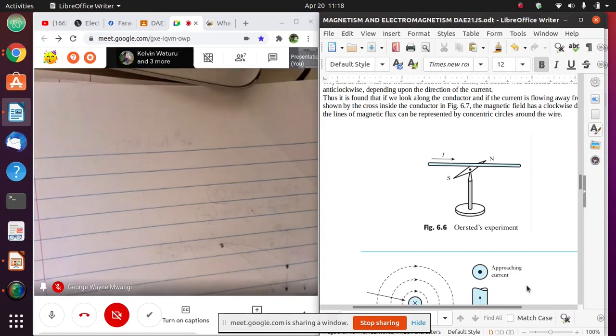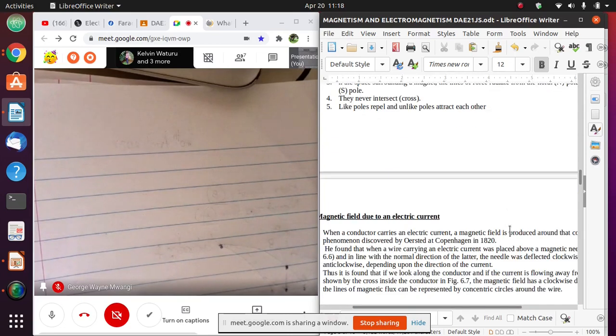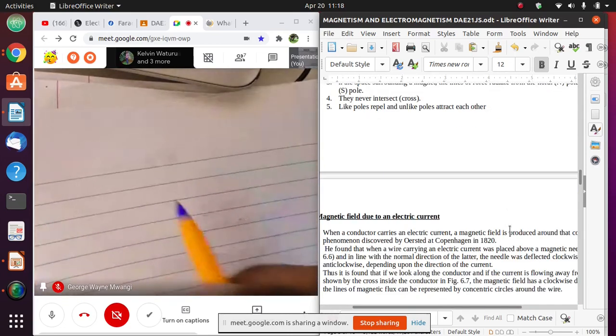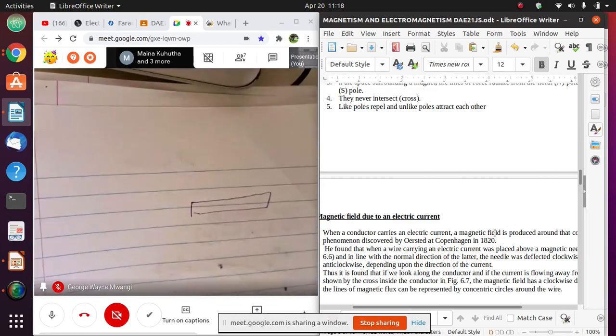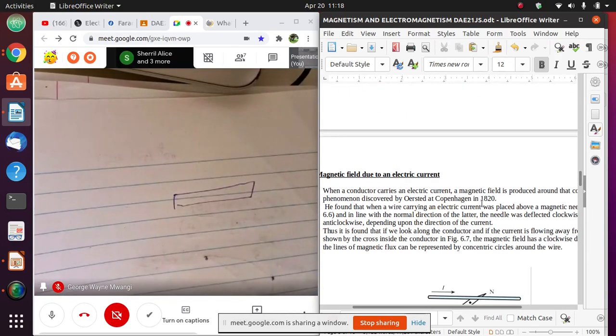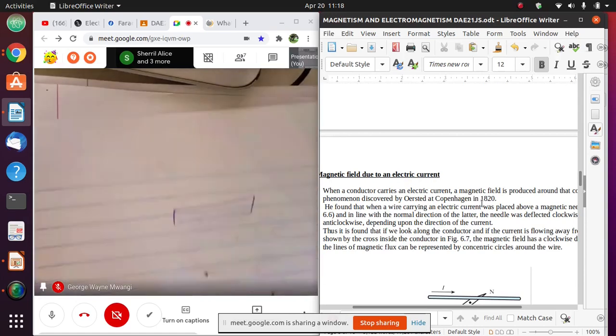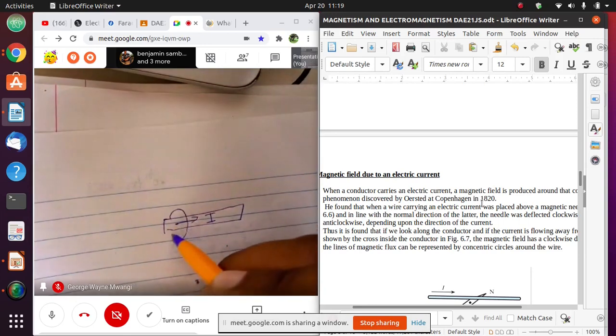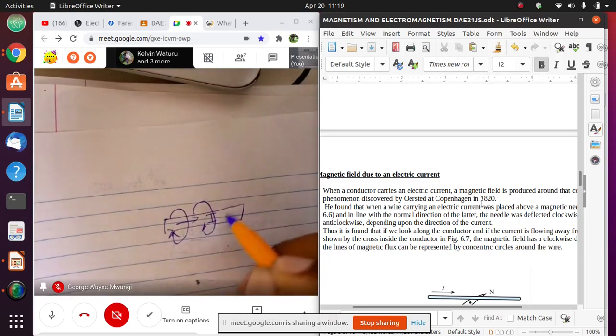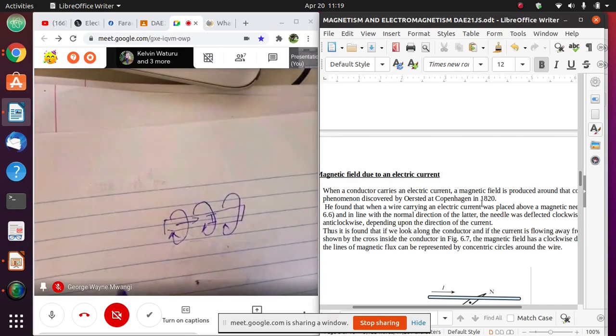Now, when a current passes through a conductor, let's say this is a conductor over here. Can you see my screen? Okay. When you have a conductor, and current is passing through that conductor, we'll have a magnetic field being formed around that conductor. Are we together?